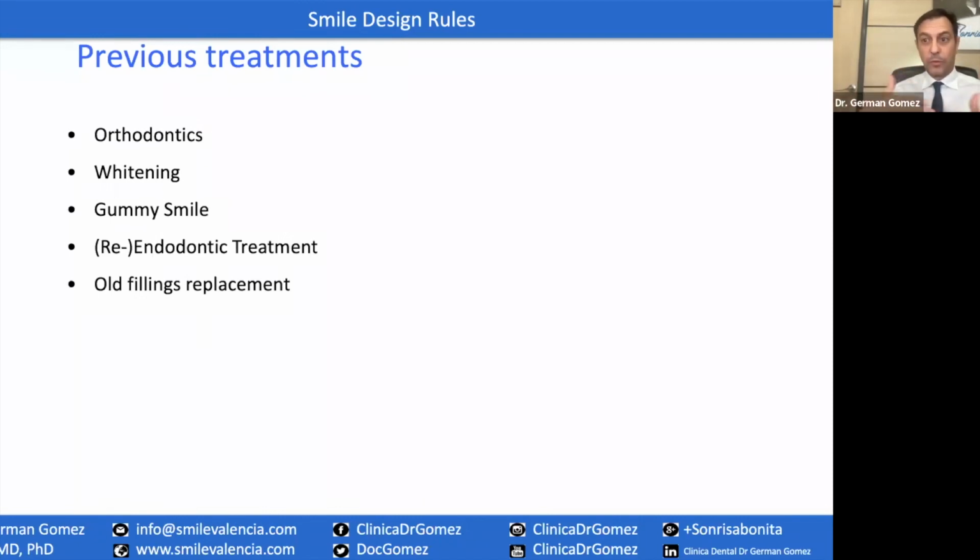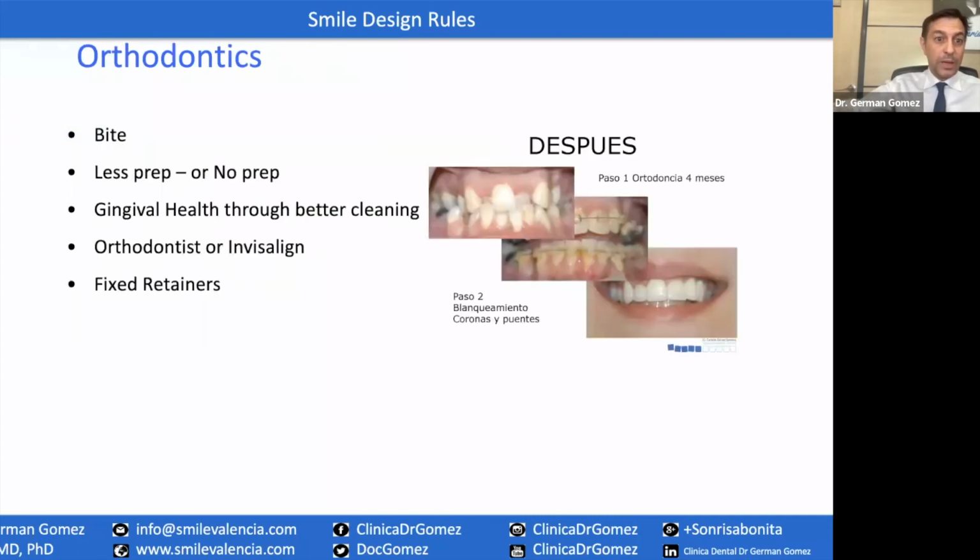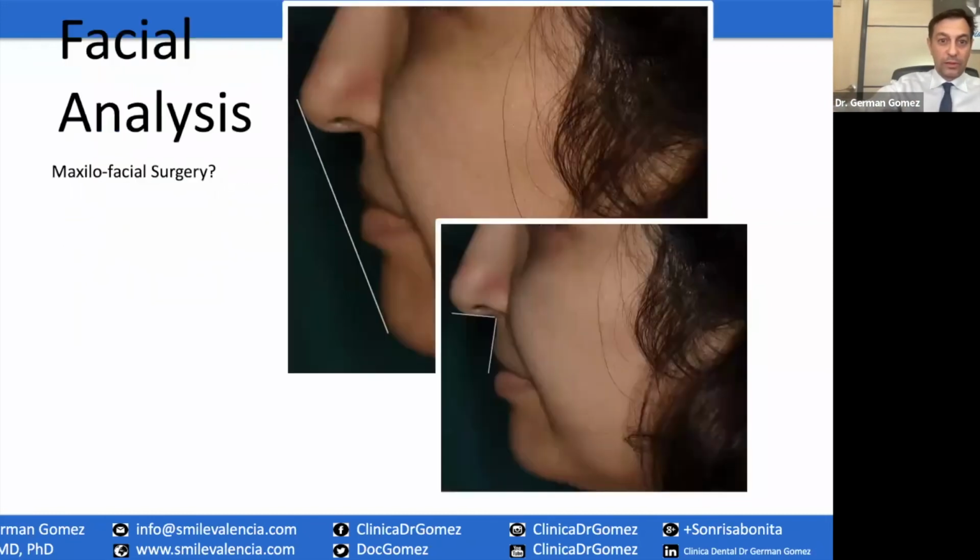Which would be, for me, of course, a red line. Don't touch the nerve ever, okay? Then better a compromise instead of damaging the nerve. So orthodontics, sometimes. So the bite, how's the bite? You can even prep less if you do orthodontics first, or no prep at all, which would be much better. You can do normal orthodontics with an orthodontist, or you do Invisalign or Parisalign or something like that, okay? And then don't forget to make the retainers later.